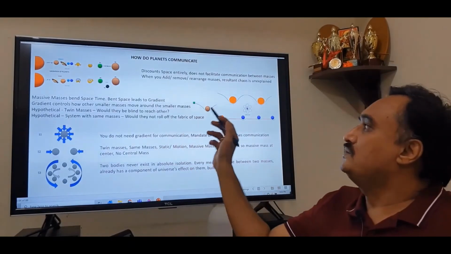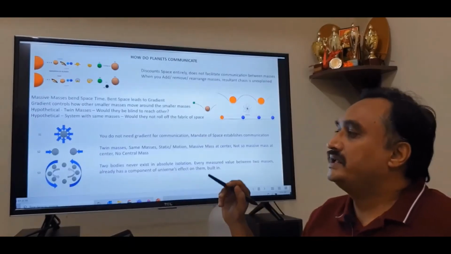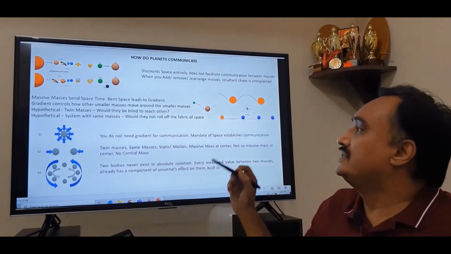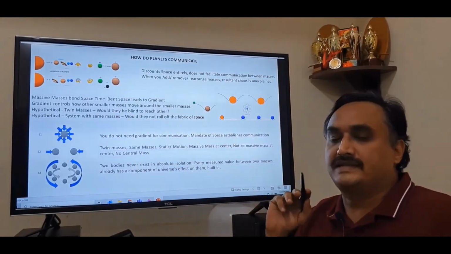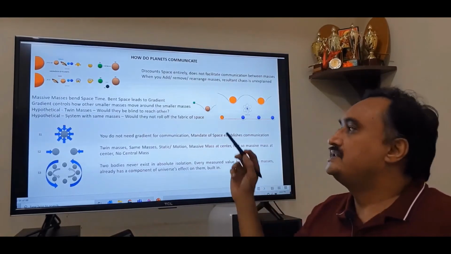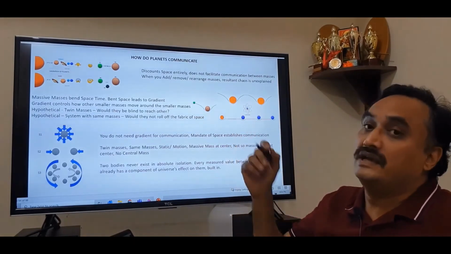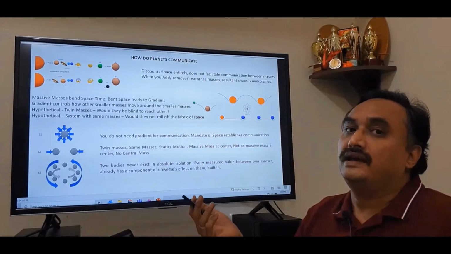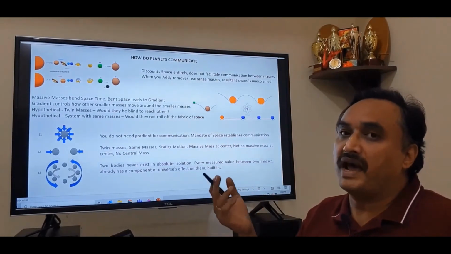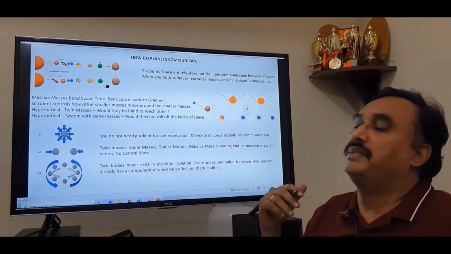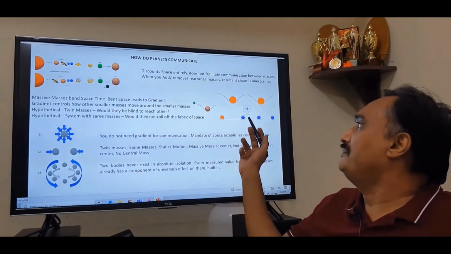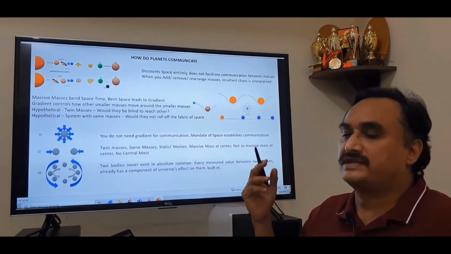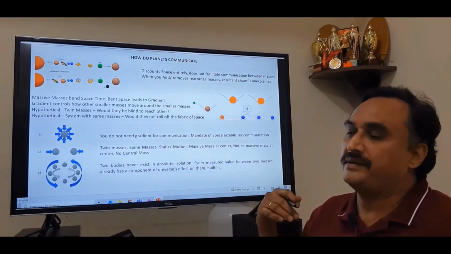So the communication was easier because there was a gradient, but the issue was a hypothetical case wherein there are twin masses. In the sense, there are two masses which are exact replica of each other, so that means both are having the same influence or bending the space to the same extent, and hence would they, when they come near each other, would they be blind to each other and just glide by? Or for that matter, when you have these smaller masses, planets which are of the same mass, would they just roll off the fabric of space?